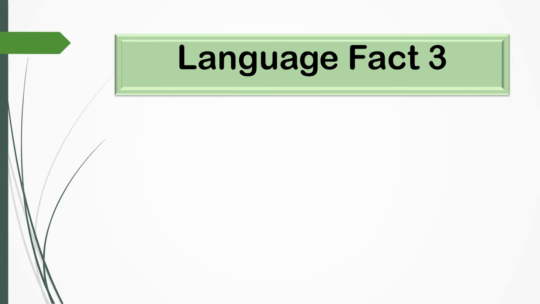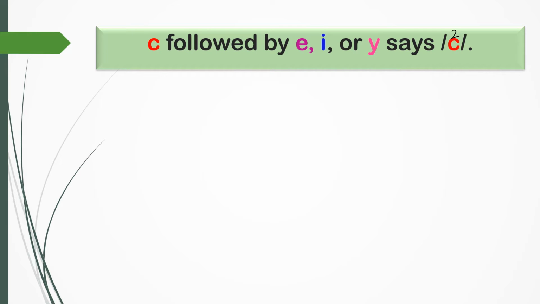Language fact 3. C followed by E, I or Y says the second sound for C. So I have written 2 above C to signify that this is the second sound. The letter C has two sounds, k, s, right? So s being the second sound. Okay, so whenever the letter C is followed by these three letters, E, I or Y, you have to remember that it produces the second sound.